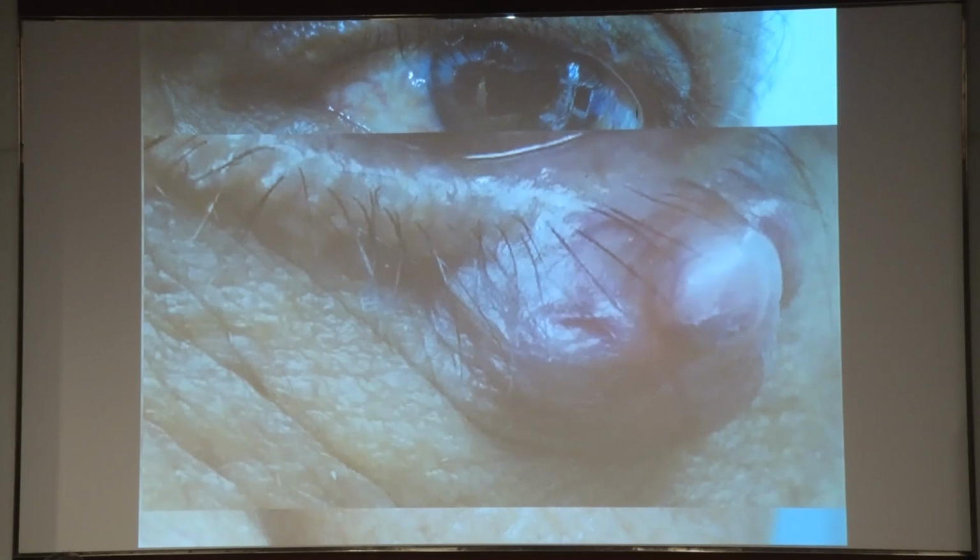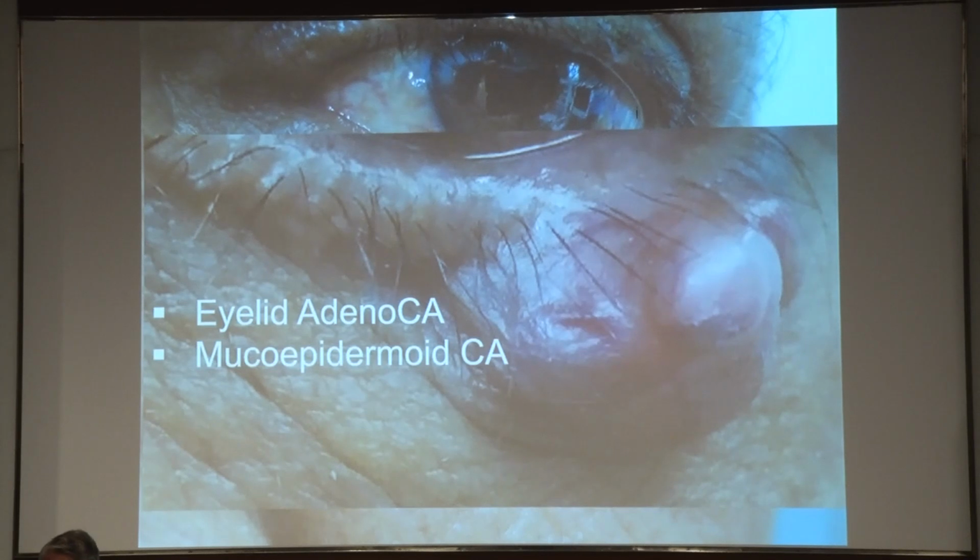We also have sweat glands in this area. So there are tumors which can arise from the sweat glands also, something called adenocarcinoma. It can be primary adenocarcinoma arising from the eyelid, or it can be metastatic, something which is growing somewhere else in the body, and there is a metastatic tumor.